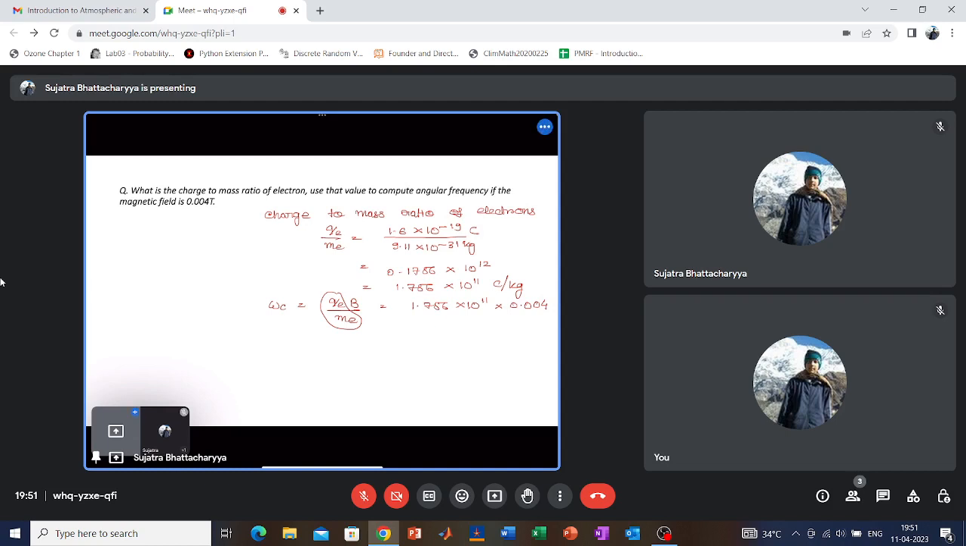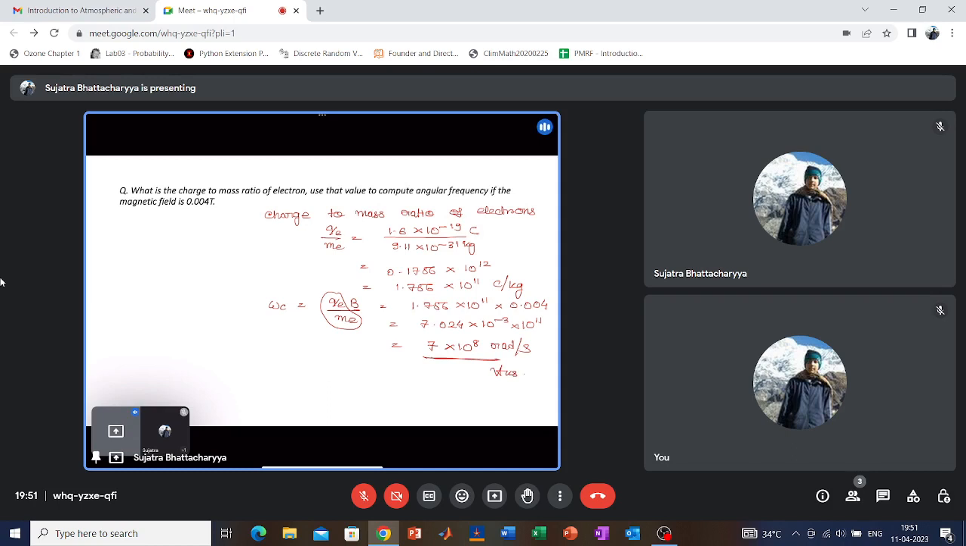1.756 into 0.004, if you do, it comes out to be 7.024 × 10^-3 × 10^11. So it comes out to be 7 × 10^8 radians per second. This is the answer of this question.